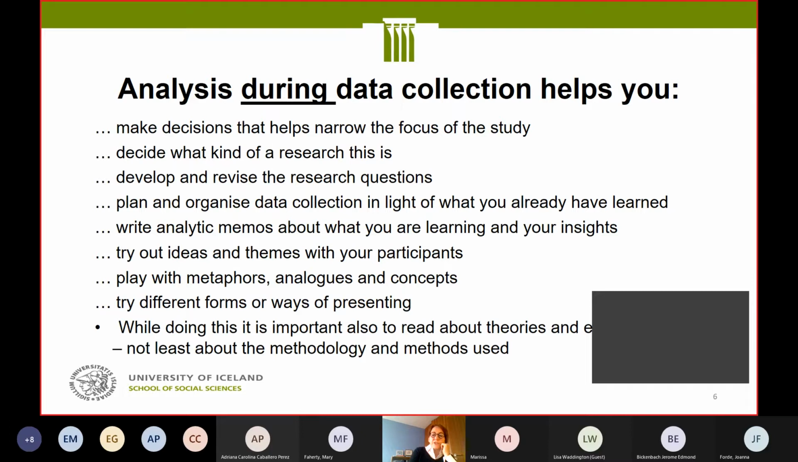So I assume most of you are still doing data collection. So it's really helpful to do the analysis during collecting data. And this helps you make decisions that narrow the focus of the study.